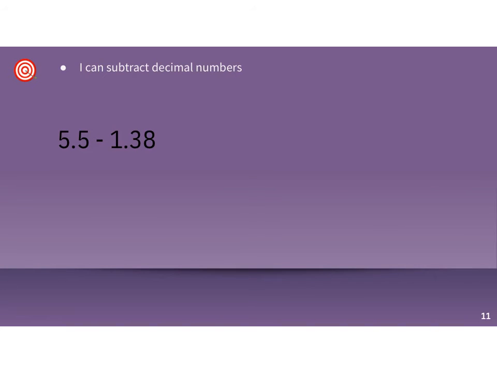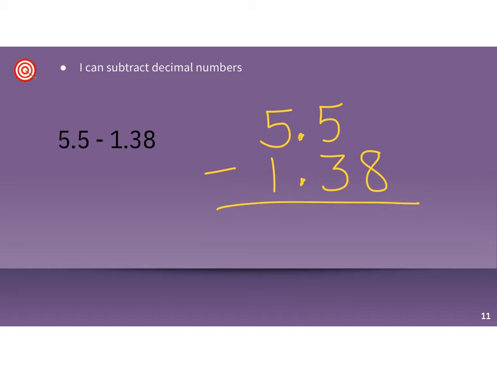How about this? 5 and 5/10 minus 1 and 38/100. Now what we learned with addition, I'm writing my numbers, so I'm lining up the decimals. And I'm noticing that one number only goes to the tenths place and the other number goes to the hundredths place. Remember that when that happens, I can put in a 0 placeholder because 5/10 is equivalent to 50/100. Now I can solve. I kind of need that 0 for my subtraction anyway.